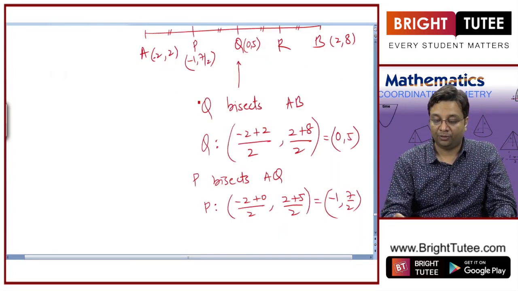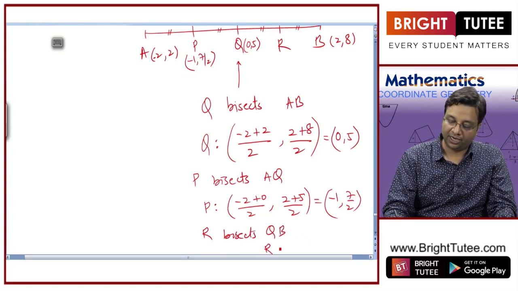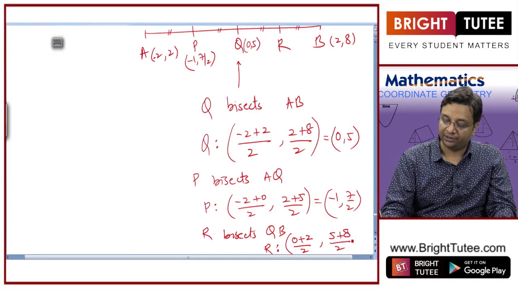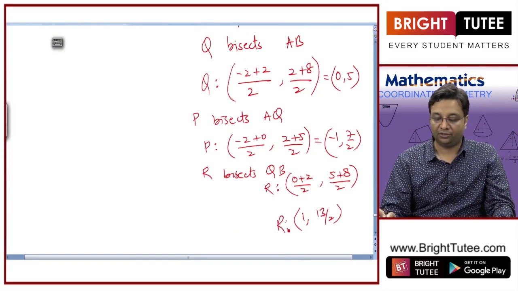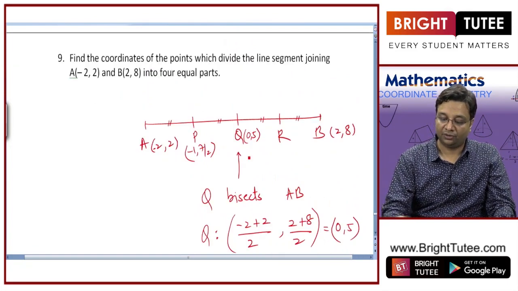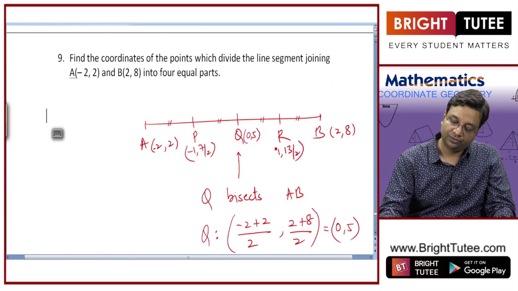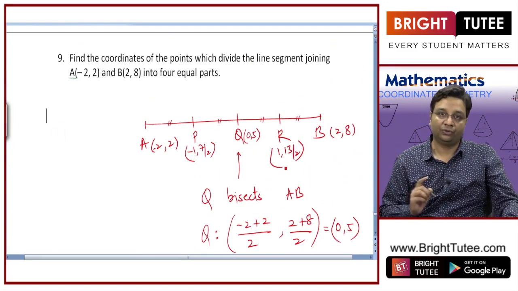And R is the midpoint of QB. R bisects QB. So I can write the coordinates of R as 0 plus 2 by 2, 5 plus 8 by 2, which is 2 by 2, 1, and this is 13 by 2. So this is the coordinates of R. So I have got the coordinates of all these 3 points. 1, 13 by 2. So these are the points which are dividing this line segment into 4 equal parts.